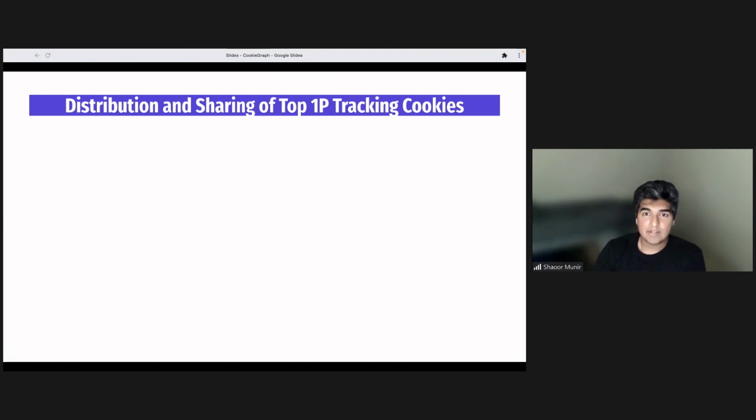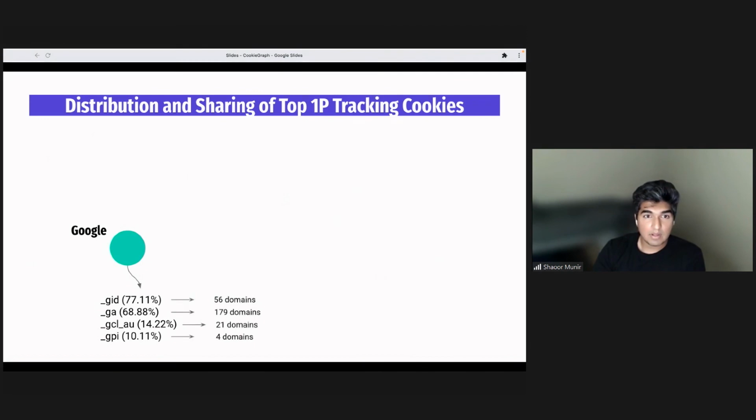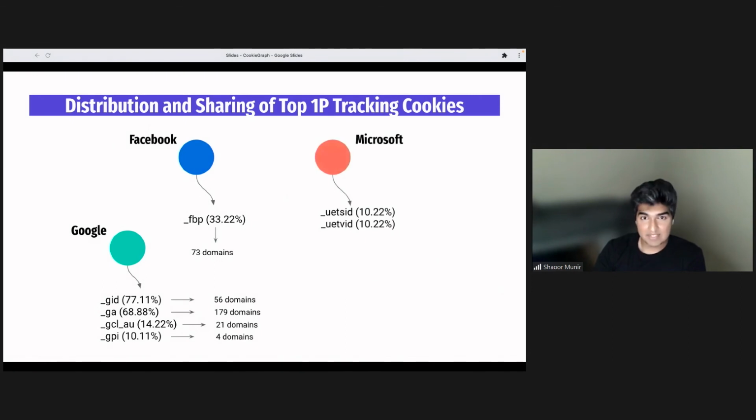In this slide, we look at the distribution and sharing of a few top first-party tracking cookies. Google's own first-party cookie, which is present on nearly 2/3 of all websites, is being shared with 179 other domains. Similarly, Facebook's first-party cookie, which is present on 33% of the sites, is shared with 73 other domains. Microsoft's tracking cookies are present on 10% of the sites and are then shared with 15 and 21 other domains. While Criteo, which is a very well-known tracker, sets its first-party cookie on nearly 6% of the sites and then shares it with 7 other domains.